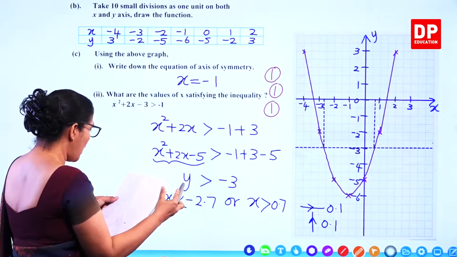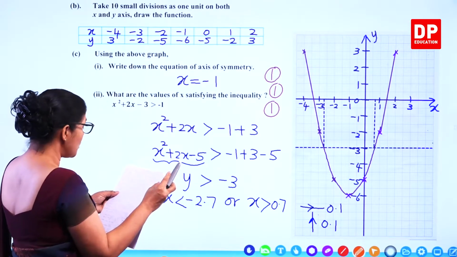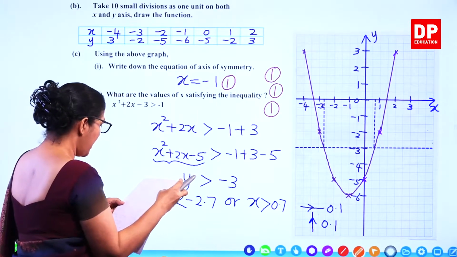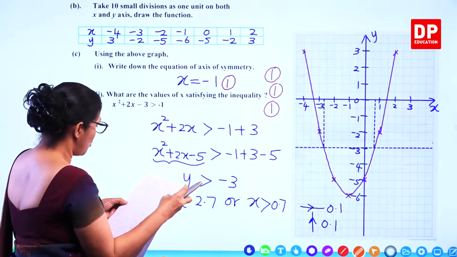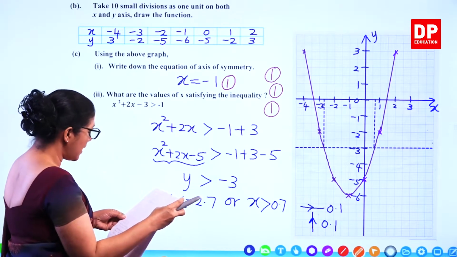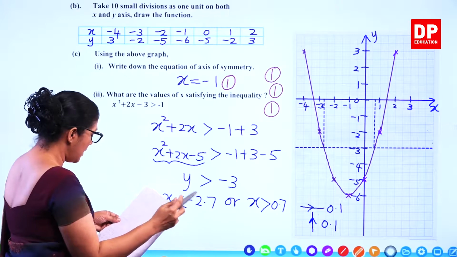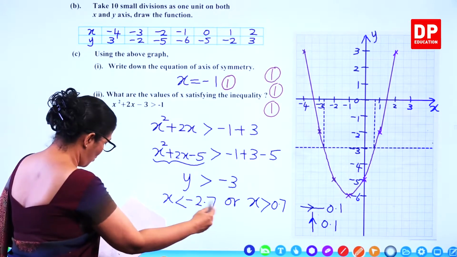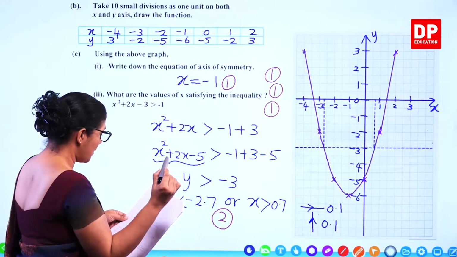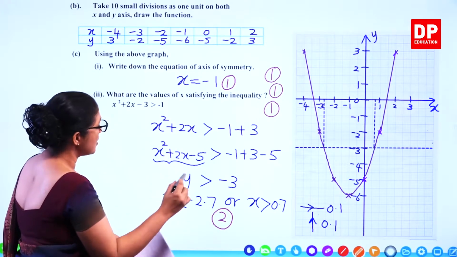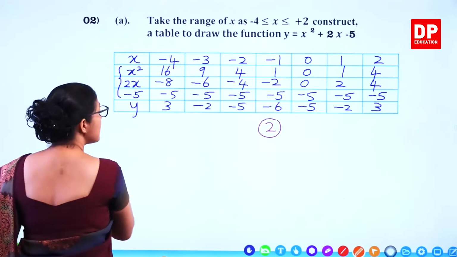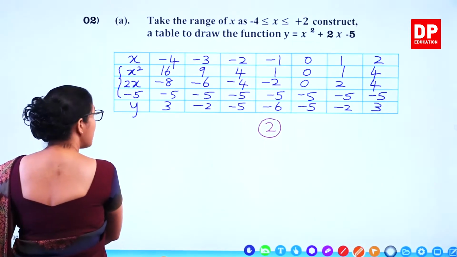And for the inequality and x equals minus 1, you are getting 1 mark there. And part 2, y greater than minus 3, x is less than minus 2.7, and this you get another 2 marks. So we have another 1 more part. So 2, 3, 4, 5, 6 and 8 already given.